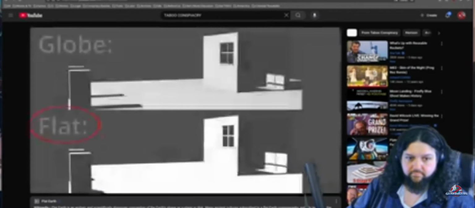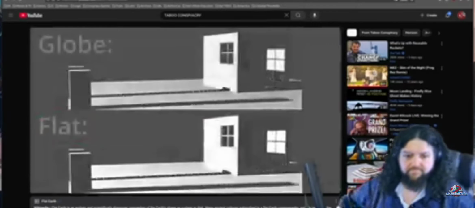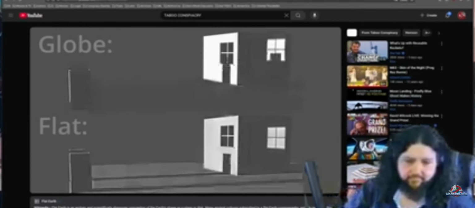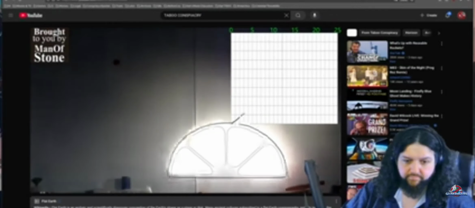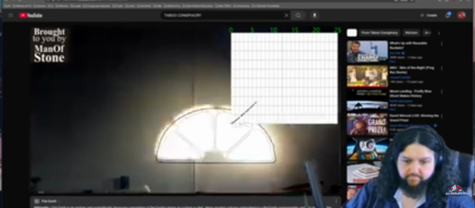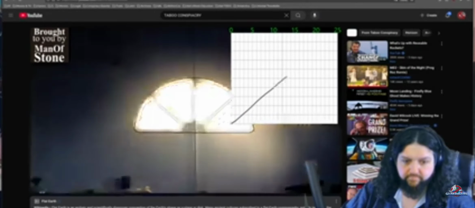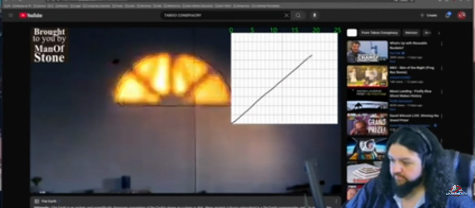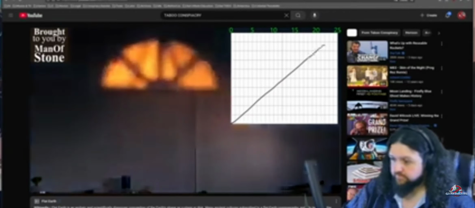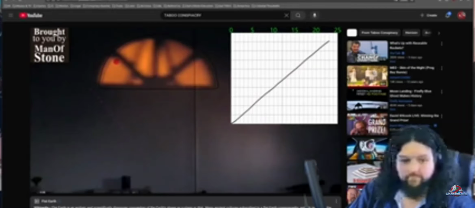If the Earth is flat, which it is, then the light through the window would not climb higher than the actual window. Here is Man of Stone's test. I have sped up the video for brevity. According to the observation, the light from the sun never reached the height of the window. In actuality, the light from the window on the wall ended up at about 12 centimeters below the height of the actual window. This confirms a flat Earth.